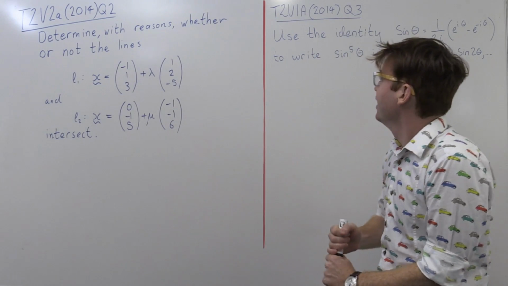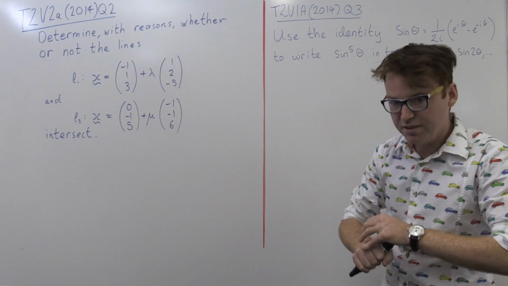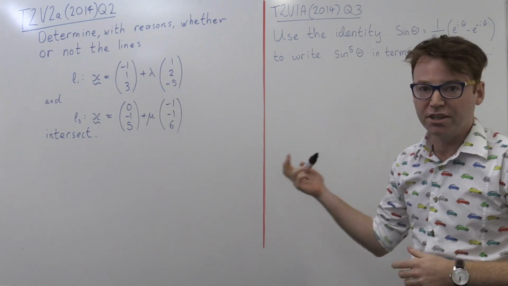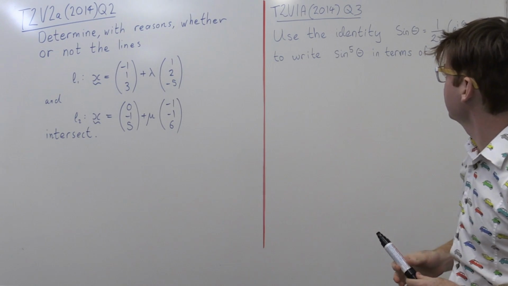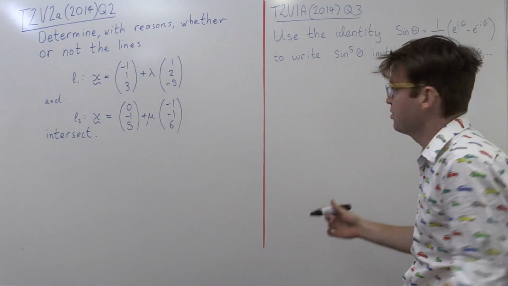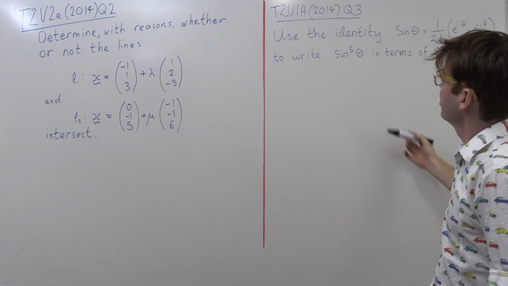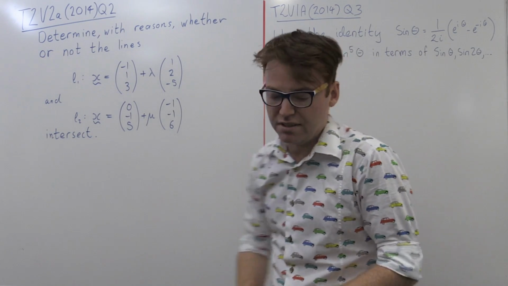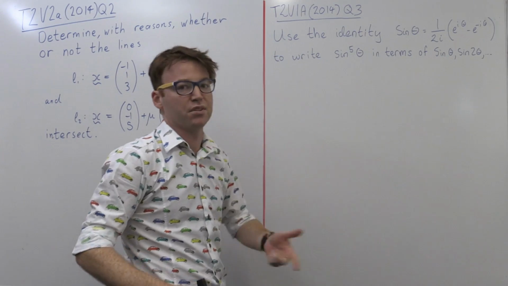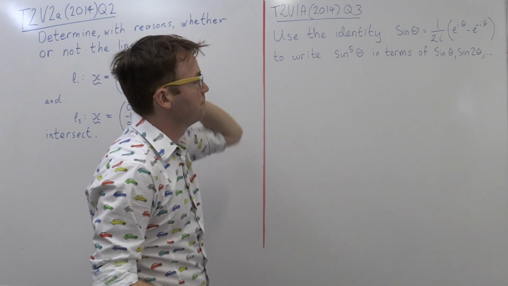Hello everybody. So we'll do 6 questions today. Josh will do 3, I'll do 3. The first question I've selected is this one. So this is a complex numbers question. Use this identity here to write sine to the power 5 theta in terms of sine thetas. So sine theta, sine 2 theta, sine 3 theta, and so on.